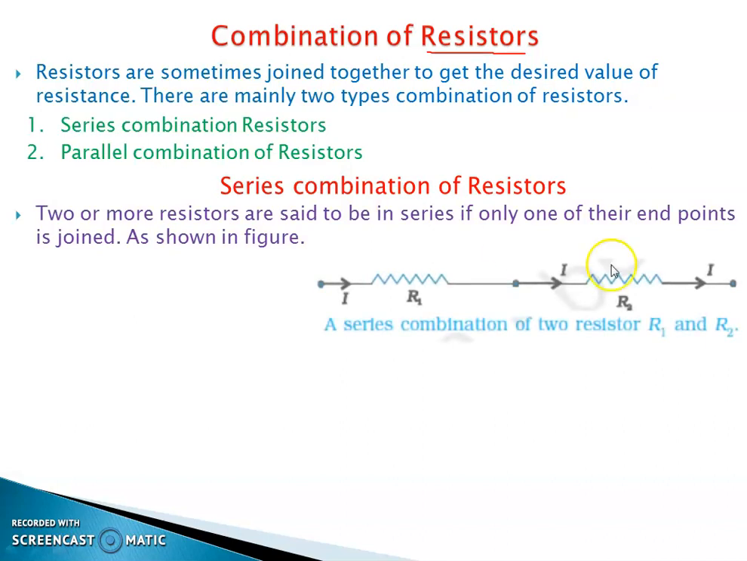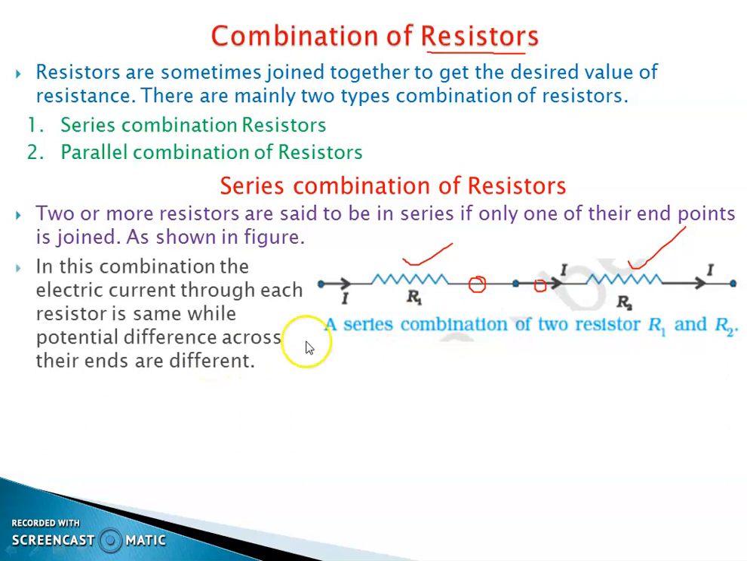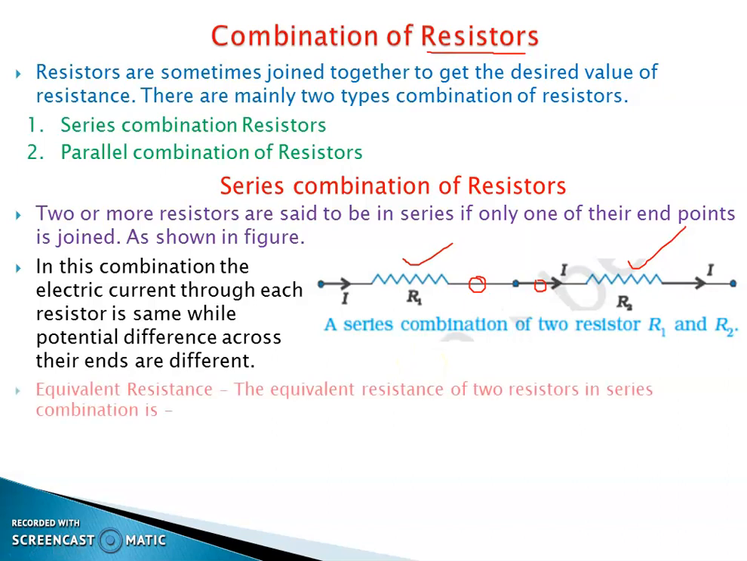In this combination, the second terminal of the first resistor is connected to the first terminal of the second resistor, and so on. This assembly is known as series combination of resistors, right? Now in this case there are two resistors of resistances R1 and R2. The net resistance of this combination will be R1 plus R2. Both are in series, so the same current will flow through these resistors.